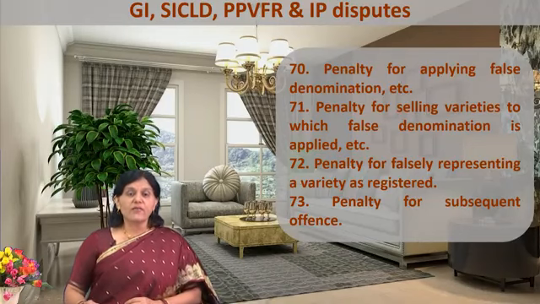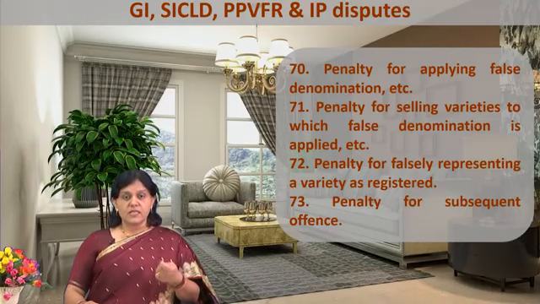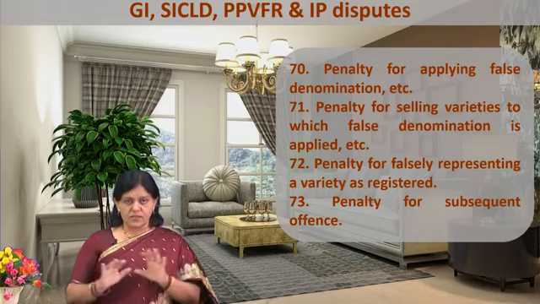Then, penalty for selling varieties to which false denomination is applied: you can check it is again 6 months minimum, then the maximum 2 years, and then 50,000 and 5 lakh is the limit.